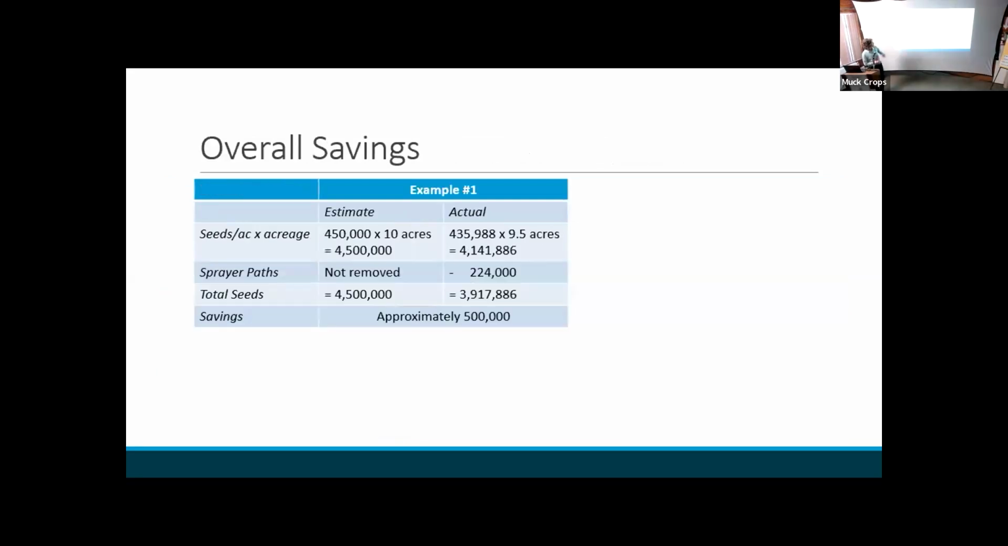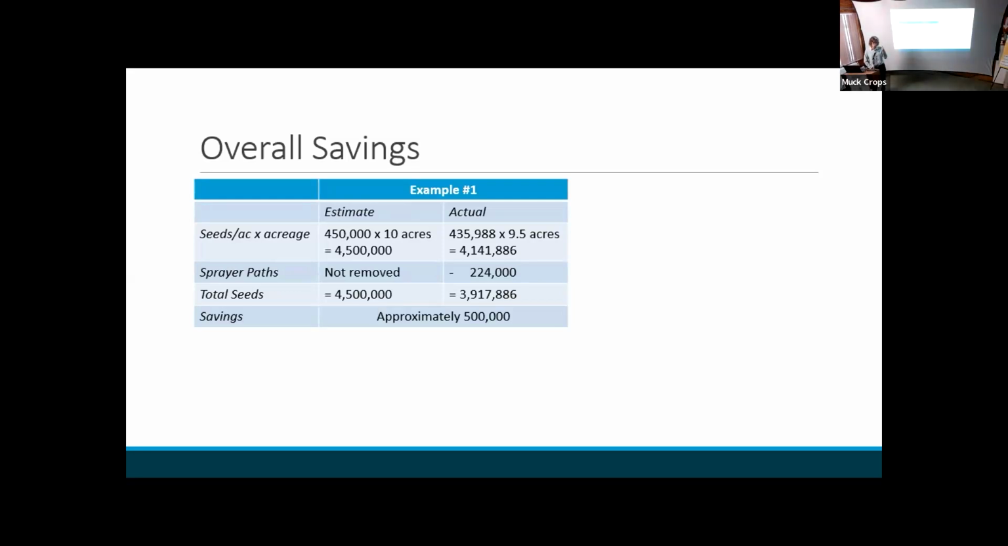So if we're estimating it, the first example, let's say your estimate is I need 450,000 seeds per acre. We're not actually using that on a 10-acre piece, right? So 4.5 million for the field. If we take the actual number and the measured acreage, and then subtract off our sprayer path, now the number is 3.9 and change. Suddenly, you've reduced the amount of seed you need by 500,000 seeds.